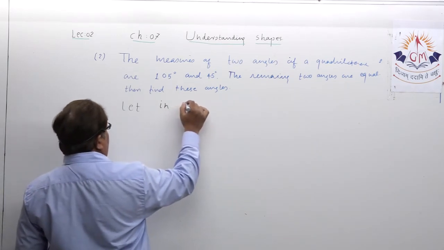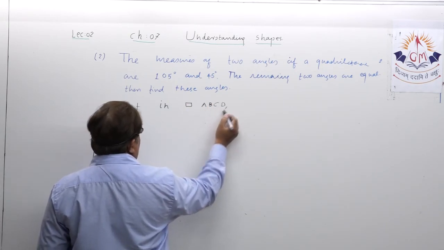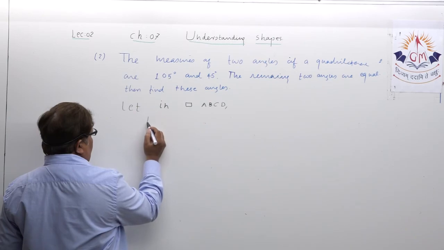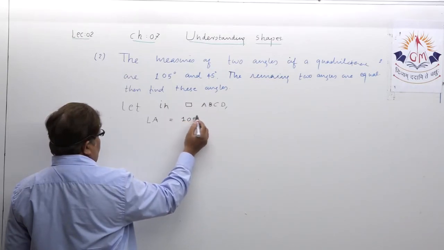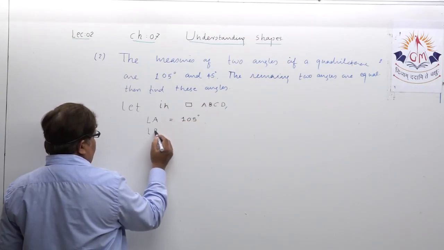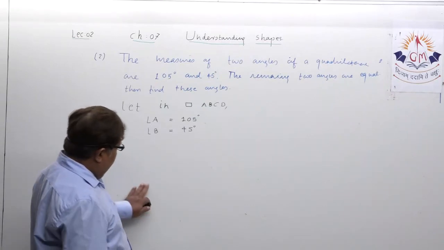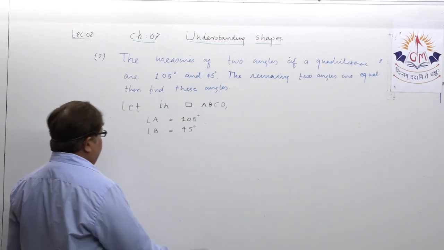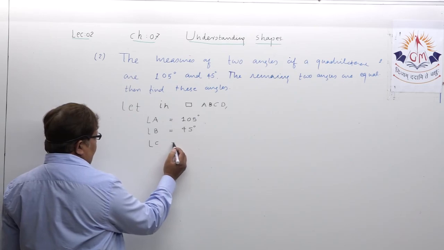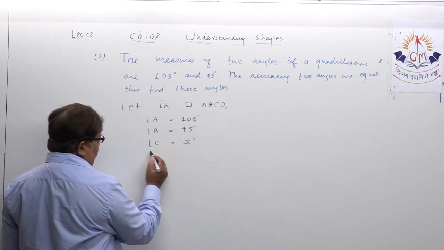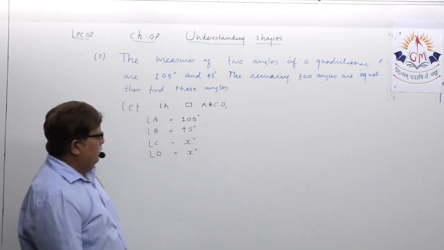In quadrilateral ABCD, okay? Write angle A, let us say 105 degrees. Degree you write in data and final answer, in between no need to write. Angle B, I have taken as 45. Remaining two angles are angle C and angle D. Let us take them as x degree because we don't know. But both the angles are equal, that we know. Understand? Okay.